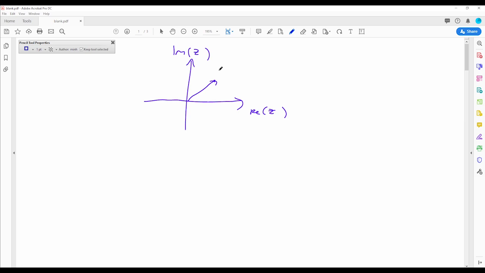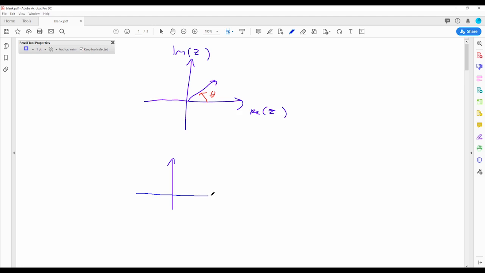So the argument is very similar to what you've done in trig with radians. Positive angles are measured from the positive x-axis to the ray, so from here to there. Positive angles go anti-clockwise, while negative angles will go clockwise. Just for example, we'll call this angle here theta. In this case, that means the argument of this complex number would be theta.